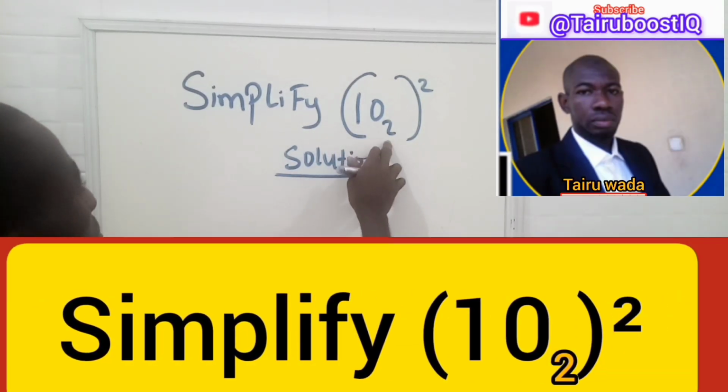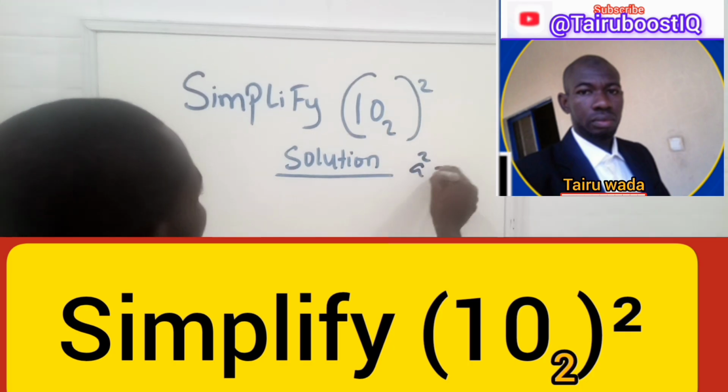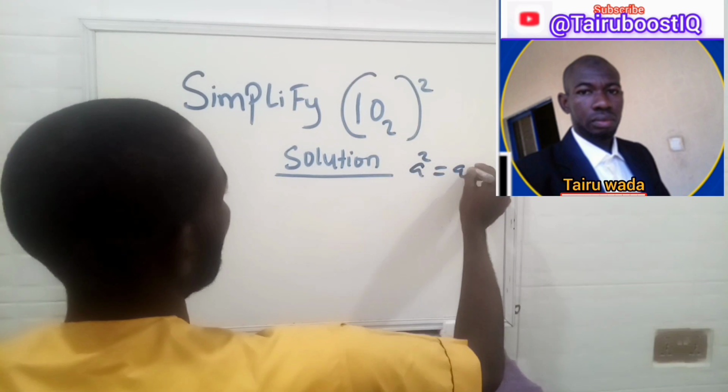In this video, we are asked to simplify 10 in base 2, all raised to power 2. This question is from binary numbers. So how do we solve it? Let's assume that we have A raised to power 2. What does it mean? It means A times A.